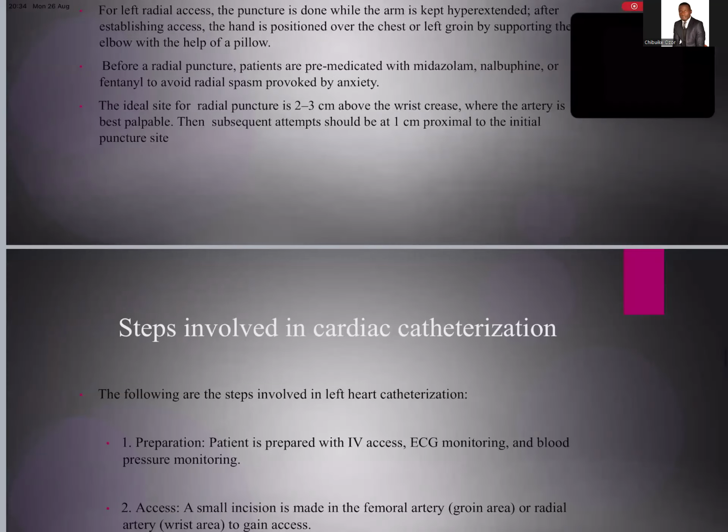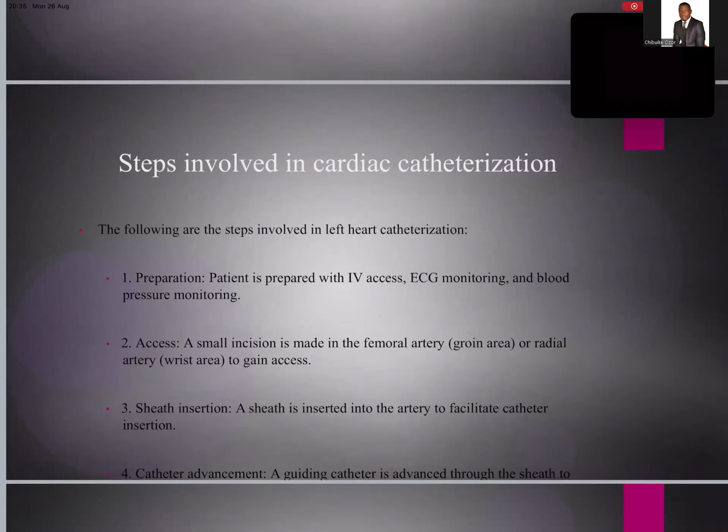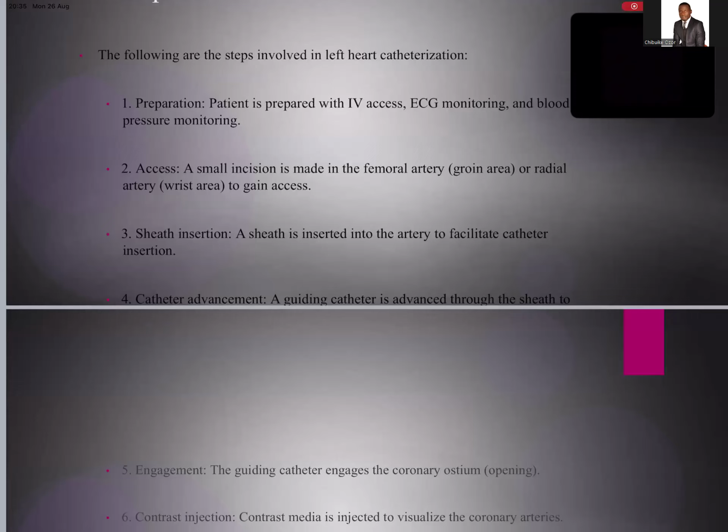And then in general, the steps involved in cardiac catheterization: one, you have preparation of the patient. The patient is prepared with IV access, ECG monitoring, and blood pressure monitoring. And then the access, a small incision is made in the femoral artery or groin area, or radial access, to gain the access. And then sheath insertion into the artery to facilitate catheter insertion. And then the catheter advancement, the guide wire is advanced through the sheath to the left side of the heart.